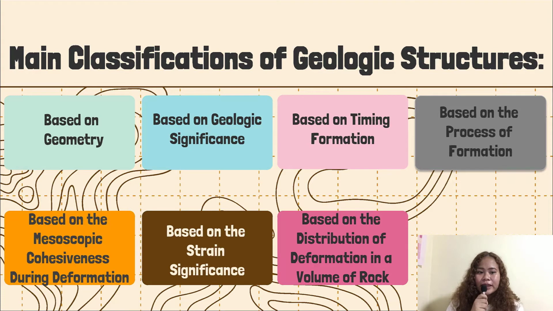First is classification based on geometry. Second, classification based on geologic significance. Third, classification based on timing of formation. Fourth, classification based on the process of formation. Fifth, classification based on the mesoscopic cohesiveness during deformation. Sixth, classification based on the strain significance. Last and seventh, classification based on the distribution of deformation and the volume of a rock.